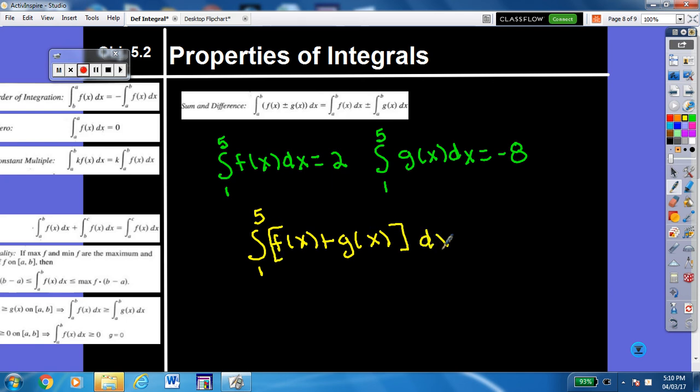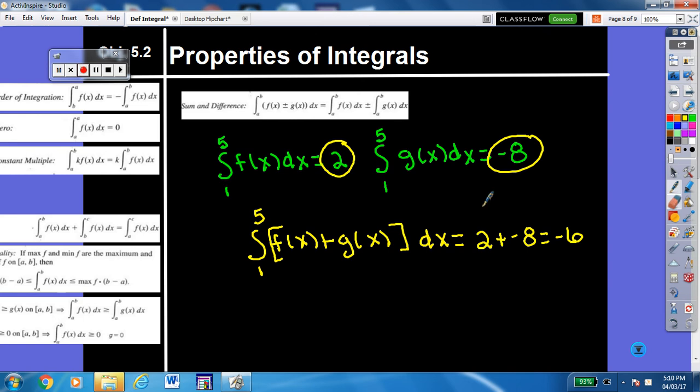dx. Well, what this simply means is because you know the integral from 1 to 5 of f and the integral from 1 to 5 of g, if they ask you to take the integral of those two functions added together, we simply take them individually and add their net areas. So in this case, we would have 2 plus negative 8, which of course is negative 6.